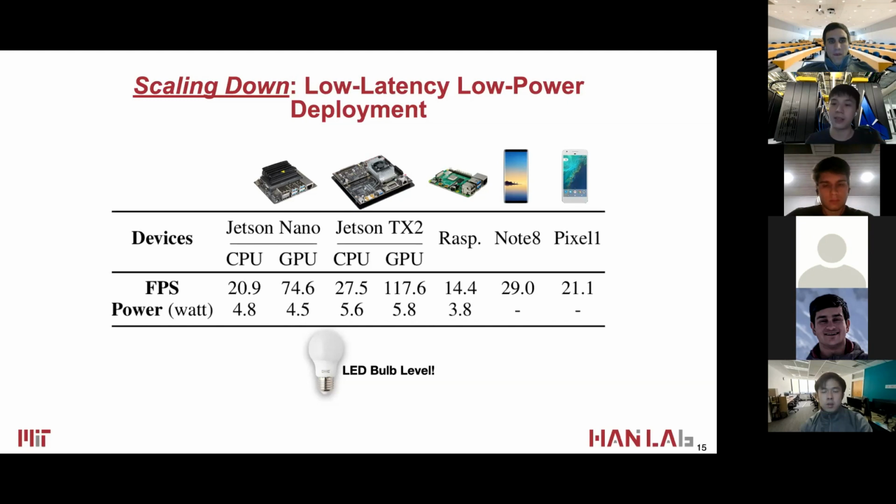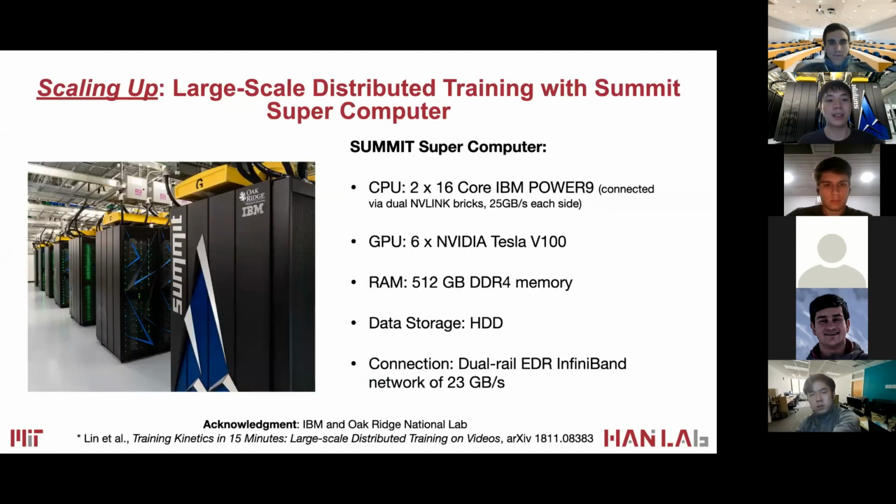I think these 2 smartphones are not very state of the art now, but we can still achieve real-time inference. Like we are hitting 30 FPS here. And on the most left-hand side is the Jetson Nano board, which only costs about $99 to buy, and our model can run more than 70 FPS on its GPU, which is far more than real time. On all these devices, we are consuming about 5 watts of power, which is just similar to an LED light bulb.